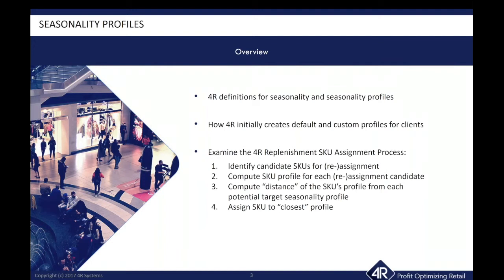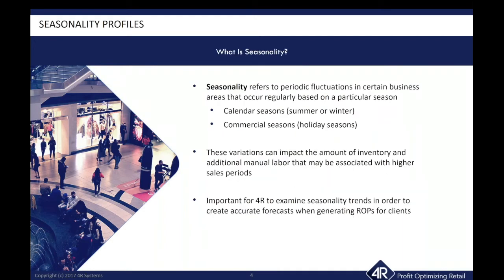First, we identify candidate SKUs for assignment or reassignment. Then we compute a SKU profile for each assignment or reassignment candidate. Next, we compute the distance of the SKU's profile from each potential target seasonality profile. And finally, we assign the SKU to the closest profile. So let's begin with defining some key terms, the first of which is seasonality.